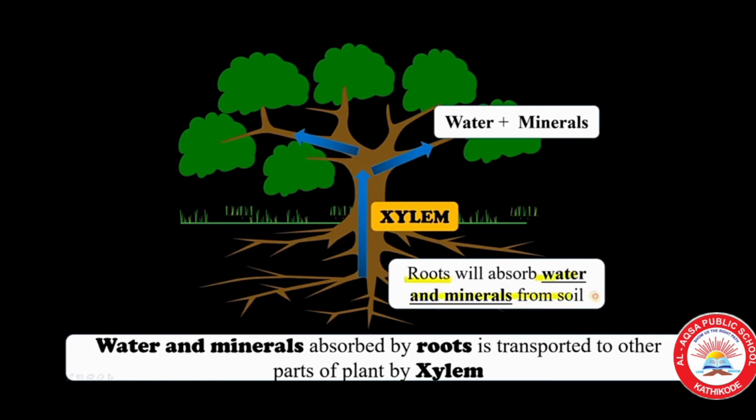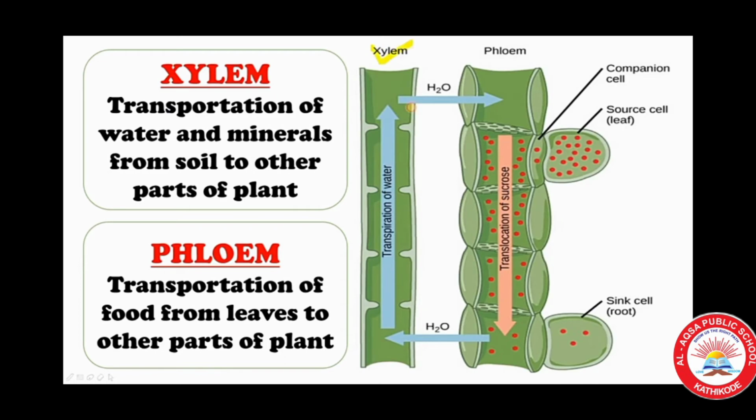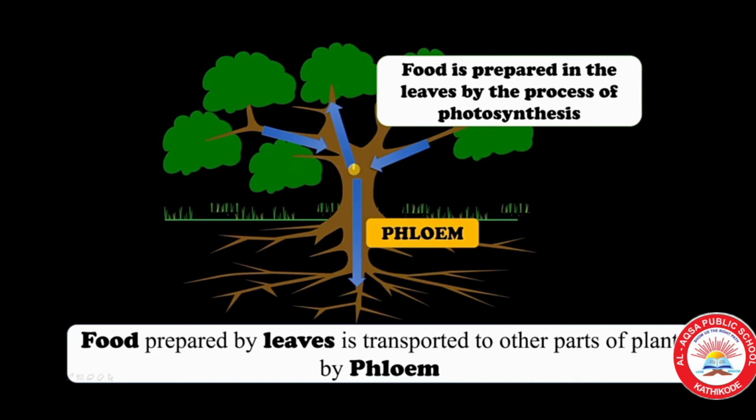We know that roots absorb water and minerals from the soil and they are transported to other parts of the plant by xylem. Do you know what xylem is? The transportation of water and minerals from soil to other parts of the plant is done by xylem.